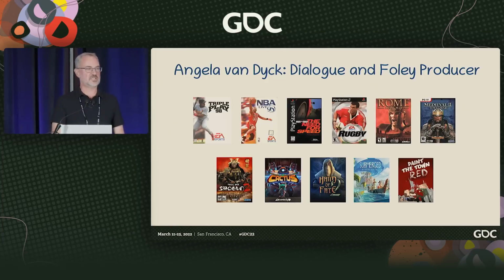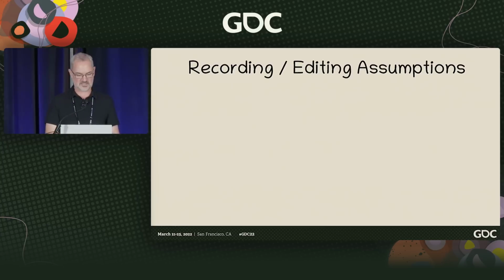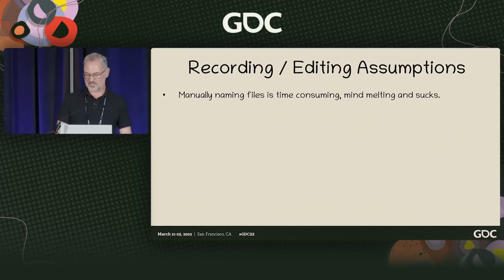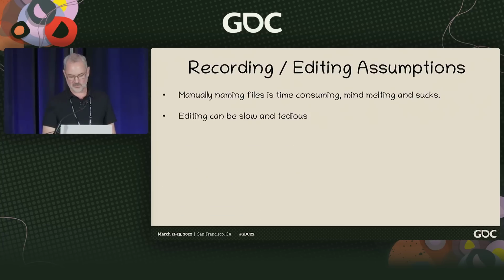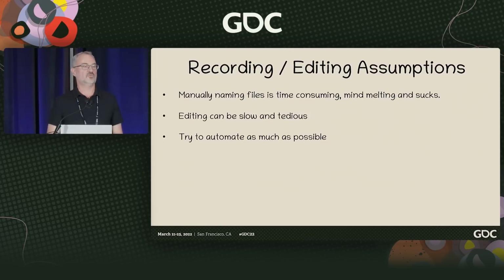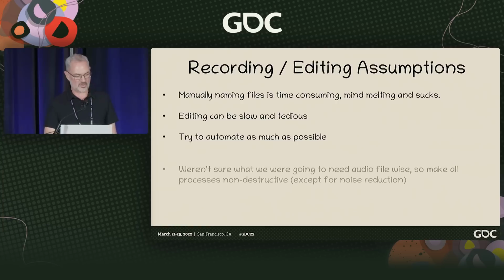So we discussed this and came up with some assumptions about our process. These are very common. Manually naming files is time-consuming, mind-melting, and sucks. Editing can be slow and tedious. We thought we would try and automate things as much as possible.